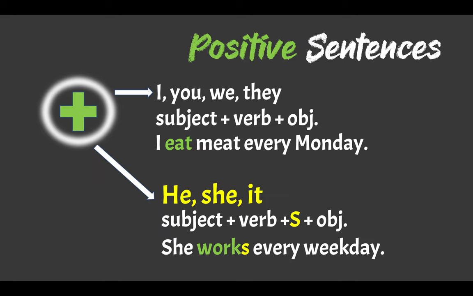Now, what happens with the positive sentences? And this is where it gets a little complicated. So, for I, you, we, and they, the pronouns, that would be the subject. Then we need a verb, the base of the verb, no change, plus the object, if you have an object.